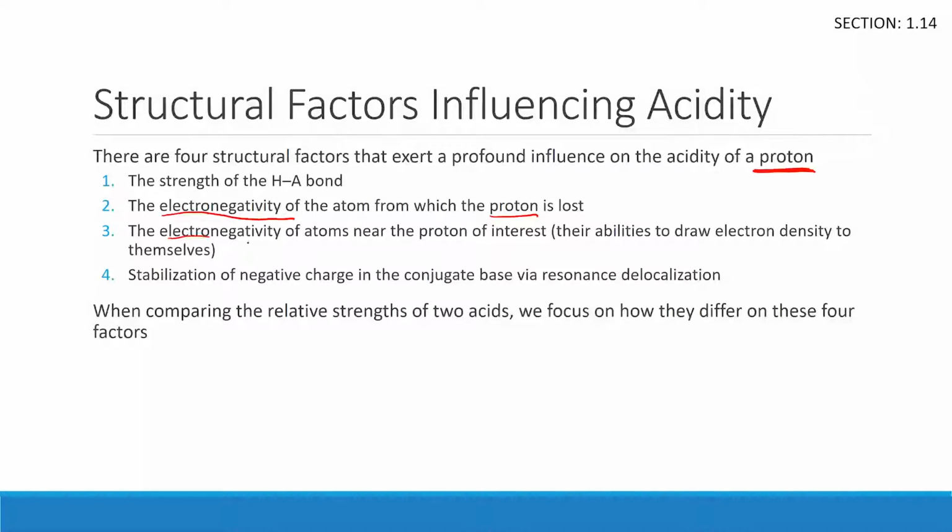The electronegativity of the atoms near the proton is also important. So the ones that are close to the proton but not actually directly connected to it. And lastly, the resonance stabilization. So how resonance can potentially stabilize the conjugate base form is important for understanding how acidic something is. So when we compare two acids, if you want to decide what is going to be more acidic just based on its structure, we're going to use this list and focus on these factors to compare them.